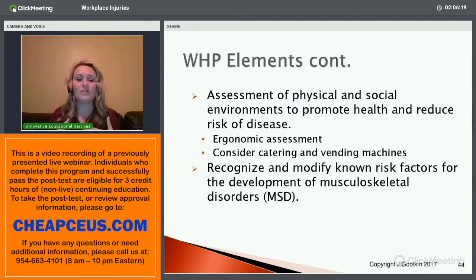So a lot of things that employers are doing are to help target those modifiable risk factors that we know can add to musculoskeletal disease. Because if patients are obese, if they have diabetes, they're not going to heal as well, and it becomes a cycle.